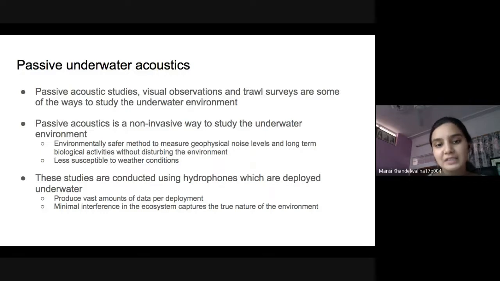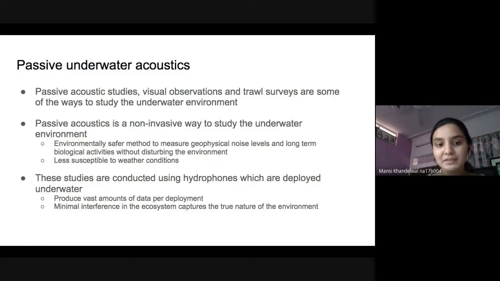And here's where passive acoustics comes into play. Passive acoustics is a non-invasive technique. Basically, passive acoustics means that we are sitting underwater and we're not participating in the environment at all. We're just sitting underwater and listening to what is happening around us. That is done through underwater hydrophones.